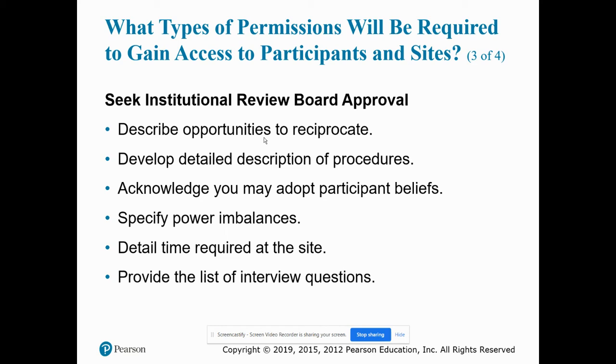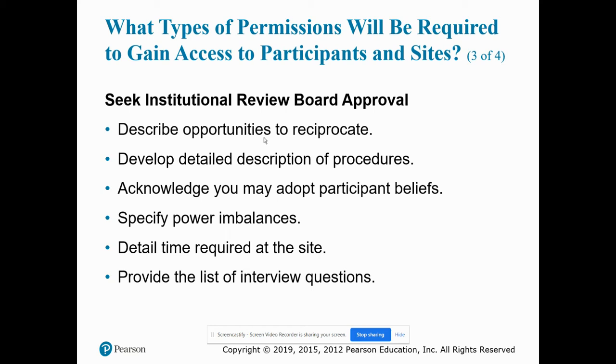So also, still looking for approval, you want to describe the opportunities that are available that you are able to give. Okay, so shine light on it. What are the positive aspects of it? So you're also going to have to give detailed descriptions of the procedures that you're going to be doing. They need to know exactly what it is that you're going to be doing. And so you're going to write all this up, and then you submit this to the IRB.